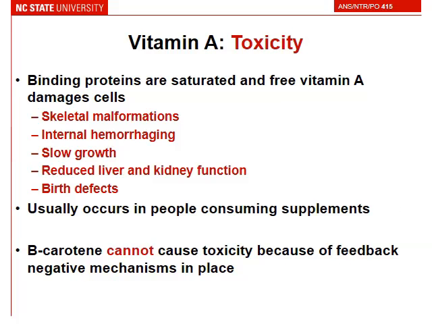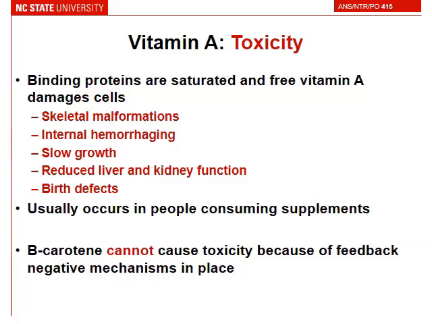So how does vitamin A cause toxicity? This actually occurs when our binding proteins are saturated and we end up having free vitamin A damaging the cells. With this, we'll get skeletal malformations. You can get internal hemorrhaging and slow growth. The internal hemorrhaging is thought to occur because high levels of vitamin A may be inhibiting the activity of your vitamin K. We're also going to get slow growth, and reduced liver and kidney function.